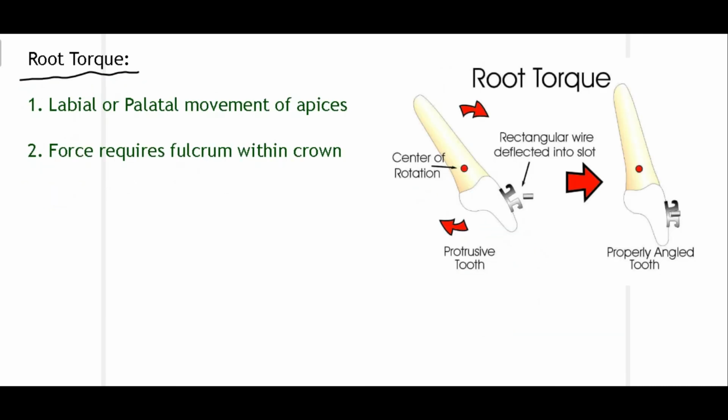Now lastly, talking about root torque. This is also a movement that is specific to the root only. In root uprighting, it was mesiodistal movement of the root, but in root torque, it is either labial or palatal movement of the apices. As you can see in this diagram, this is the center of resistance. Now this is a protruded tooth, so we have to move the tooth back. So force is applied over here, and this was the original position of the root, and now see the change in position. You can appreciate the change in the position. So this is known as root torque.